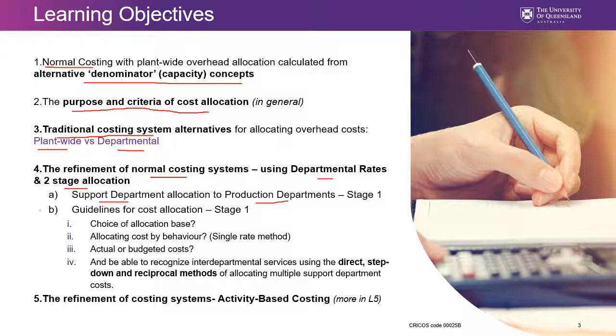So we're going to talk about guidelines for this cost allocation, how we choose the allocation base, the allocating costs by behaviour, so whether we use a single rate or a dual rate method, whether we use actual or budgeted costs, and be able to recognise interdepartmental services using direct, step-down and reciprocal methods. So we're going to learn how to apply these methods. The refinement of the costing systems, we're going to talk about an introduction to activity-based costing, which we'll elaborate further on in lecture 5.